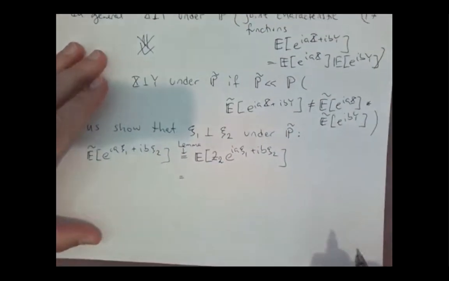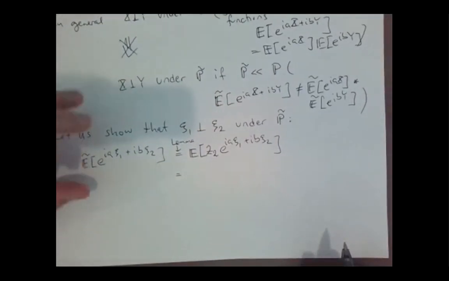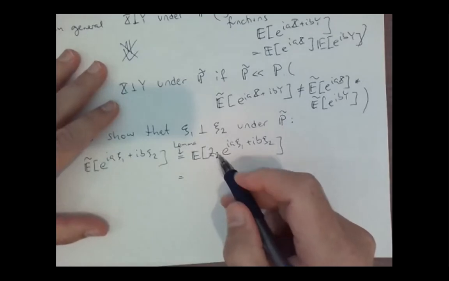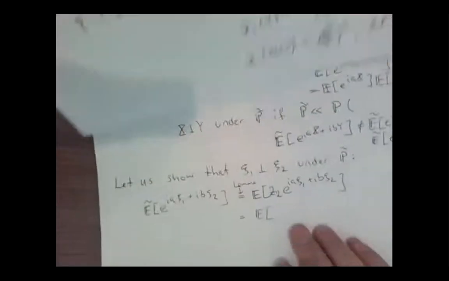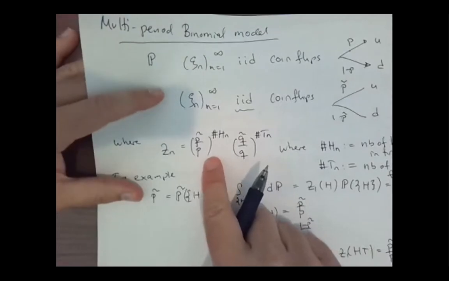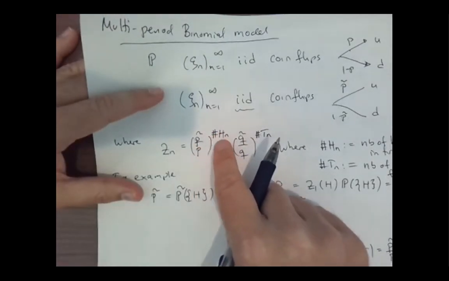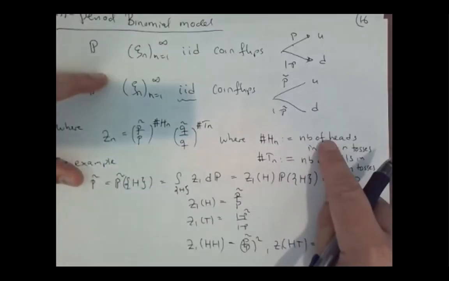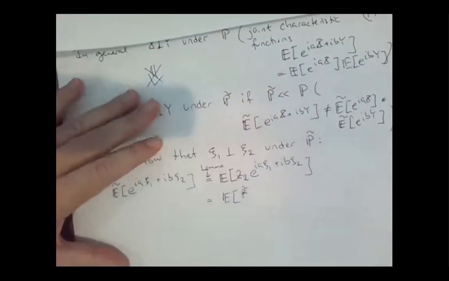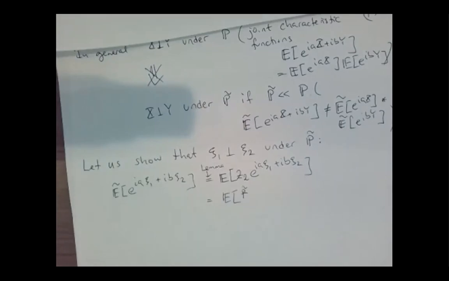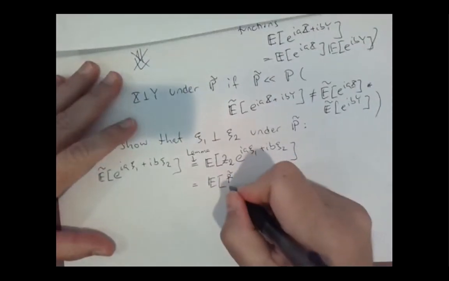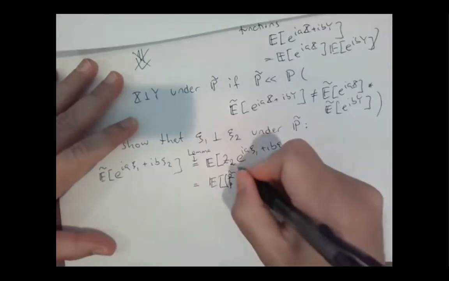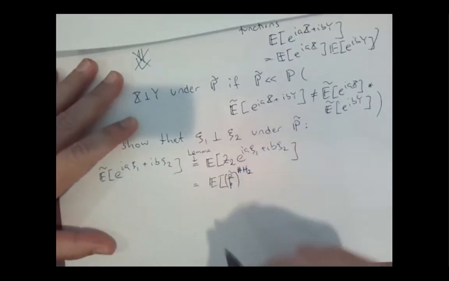So then what? Then I'll plug in what is the Radon-Nikodym derivative Z_2. We had a formula. It's this mess here. The P tilde over P to the power number of heads that we've seen in the first n tosses and the number of tails that we've seen in the first n tosses. We're going to have a P tilde over P to the power number of heads in the first two tosses.